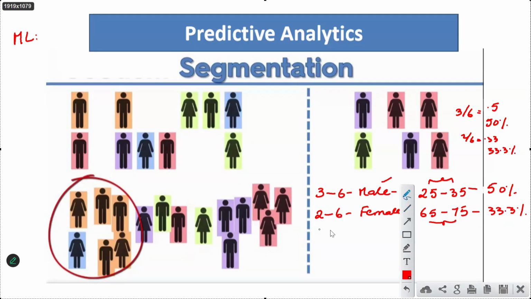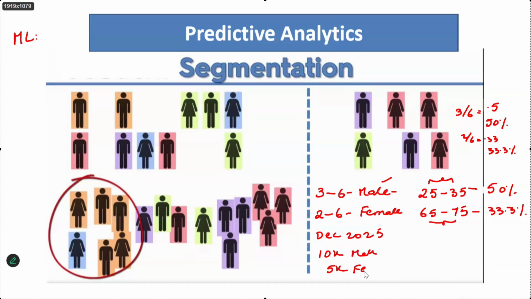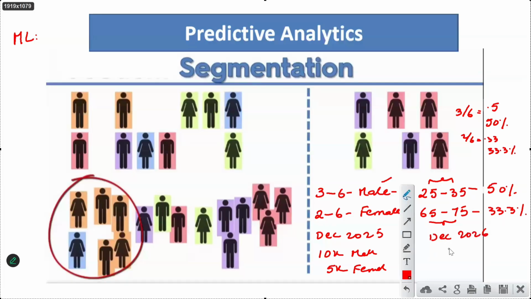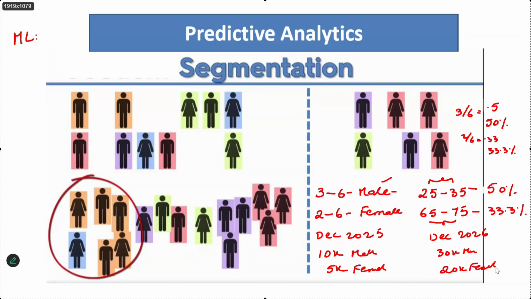They also said that if the trend continues, by December 2025 you are going to lose 10K male customers and 5K female customers. And if the trend continues, by December 2026 you are going to lose 30K male customers and 20K female customers. So this is what the data scientist said to the bank people.